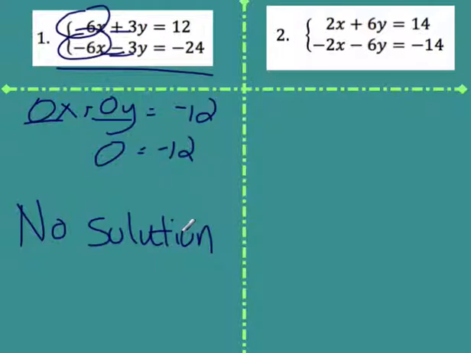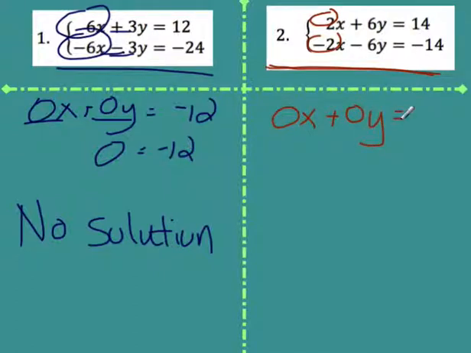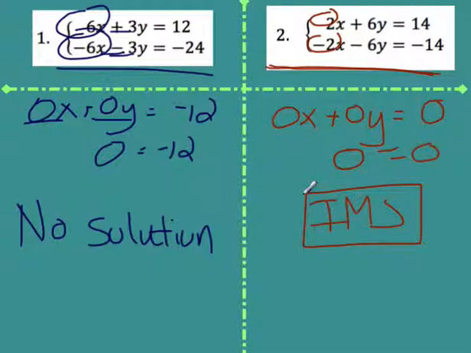Alright, so let's take a look at number 2. Again, on number 2, I noticed for my x's that I have a -2x and a +2x. Same coefficient, opposite signs. So I can go ahead and add down the columns. -2x plus 2x is 0x. 6y minus 6y is 0y. And 14 minus 14 is going to be 0. So then I end up with 0 is equal to 0. Now that is true, and that will always be true. So that means that I have IMS, or infinitely many solutions.